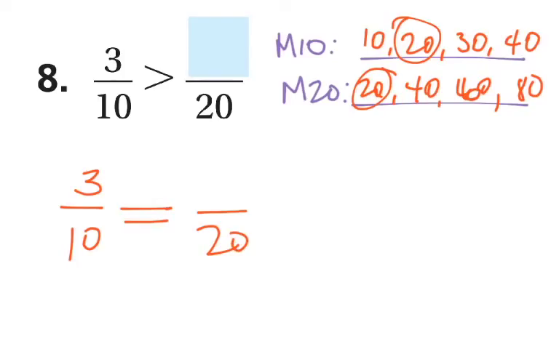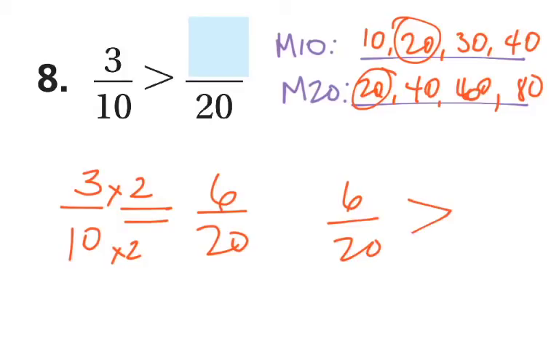So 10 times 2 equals 20. Therefore, I multiply my 3 times 2, which is 6. Okay, now I'm rewriting the sentence. 6/20 is greater than some number of 20ths. So I know it's not greater than 7/20, so it has to be less than 6, so 5 or less. So I'm going to just go with 4. 6/20 is greater than 4/20.